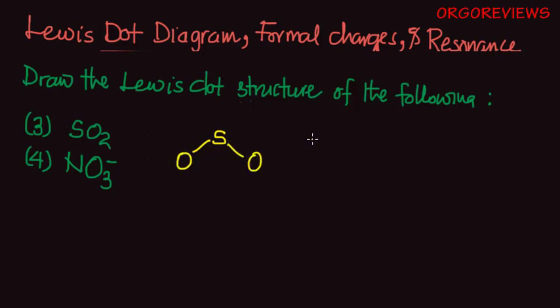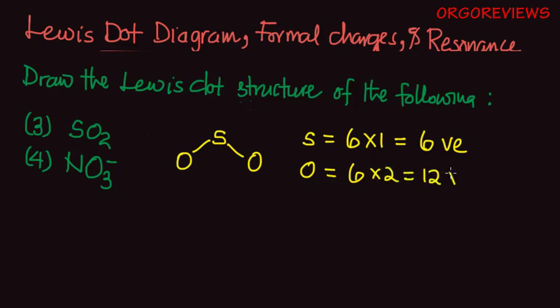So now let's calculate how many valence electrons each one of these has. Sulfur has 6 valence electrons and there is only one of those, so that gives us 6 valence electrons. Oxygen has 6 and there are 2 of those, so that gives us 12 valence electrons. If you add it together, you have 18 valence electrons. The interesting thing is that already 4 of those electrons have been used. We have 4 taken out of 18, and that leaves us with 14 valence electrons.